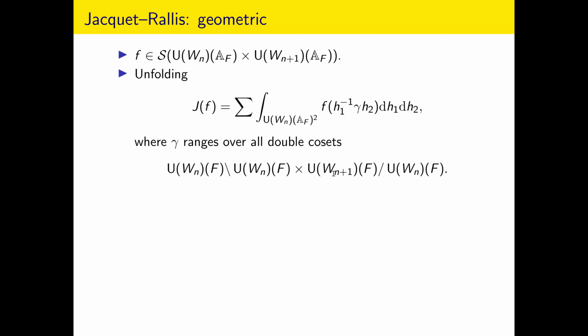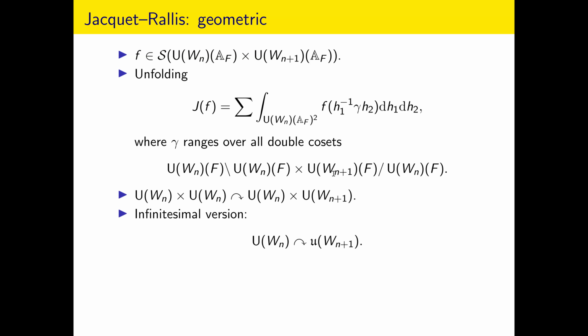Let's look at this only heuristically. The orbits here are like double cosets. We have this U_n cross U_{n+1}, and we have two U_n's. One acts from the left diagonally, and the other one acts from the right diagonally. That's the action. This action is hard to understand directly, but we can look at least at the so-called infinitesimal version, which is the action on the tangent space at the origin.